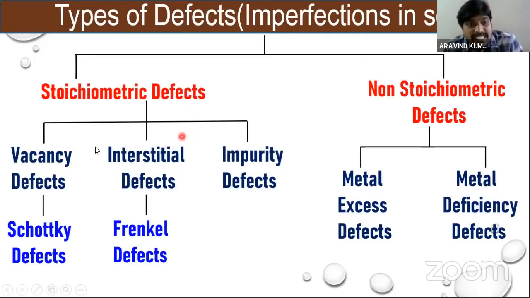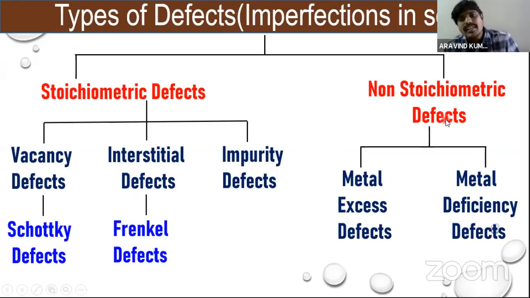Next, the second one, interstitial defects. Under interstitial defects we have Frenkel defects, which are also important. And lastly, impurity defects. Therefore, stoichiometric defects are divided into how many parts? Three: vacancy defects, interstitial defects, and impurity defects.